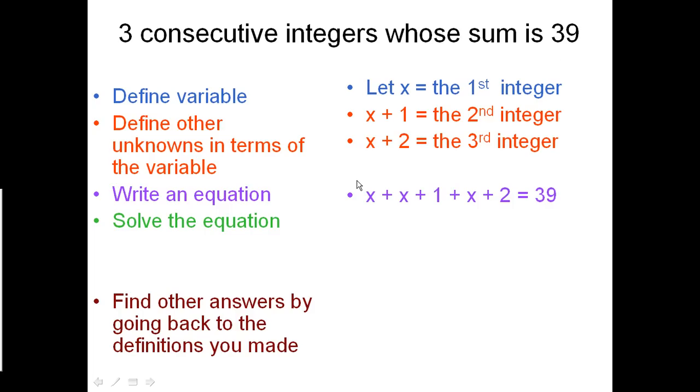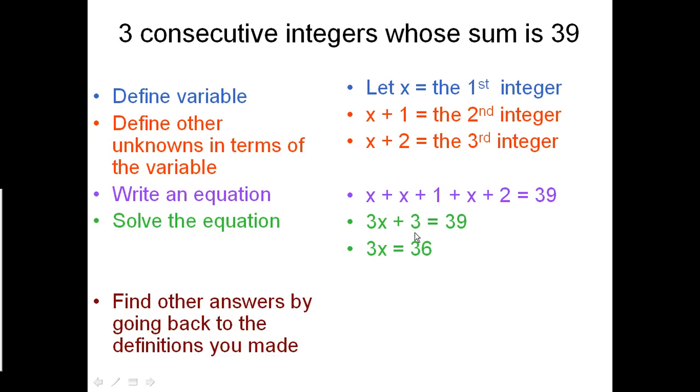So I'm going to go ahead and do that. You can see I have x, the first integer, x plus 1, the second, x plus 2, the third, is equal to 39. I'm now going to solve this equation. I'm going to combine like terms. So x plus x plus x is 3x, and 1 plus 2 is 3. So I get 3x plus 3 is 39.